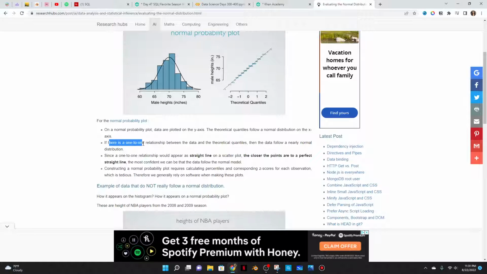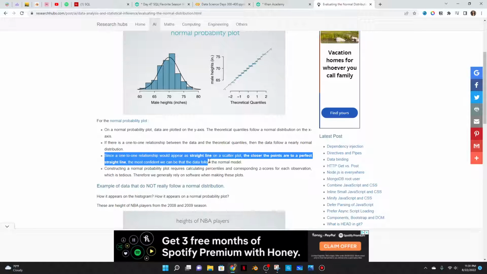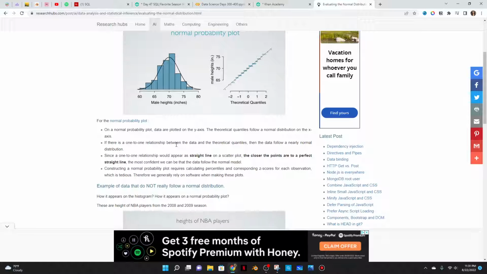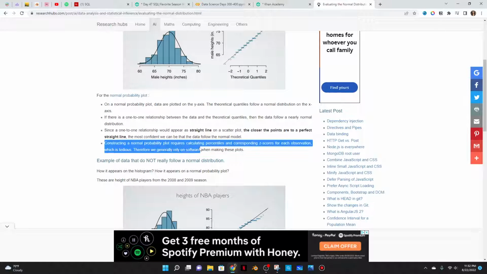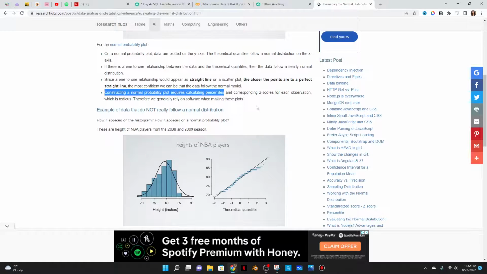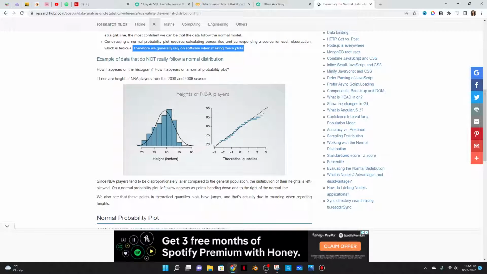If there is a one-to-one relationship between the data and the theoretical quantities, and the data follow a nearly normal distribution. Since a one-to-one relationship would appear as a straight line on a scatter plot, the closer the points are to a perfect straight line, the more confident we can be that the data follow the normal model. Constructing a normal probability plot requires calculating percentiles and corresponding z-scores for each observation, which is tedious. Therefore, we generally rely on software when making these plots.